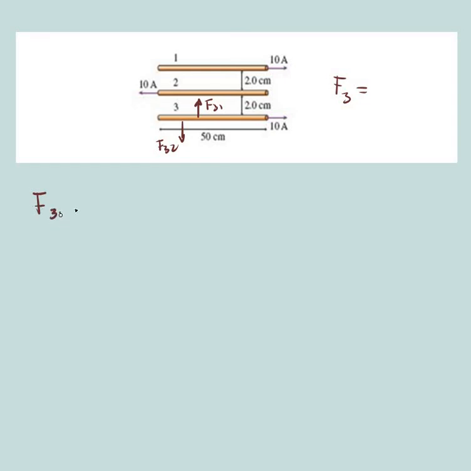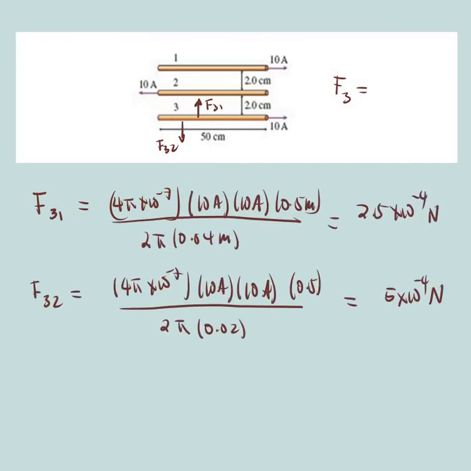F31 is going to be 4 pi times 10 to the minus 7. Okay, guys, I tried to save time here, so I already did the problem without telling you what I was doing. But it's basically the same process.